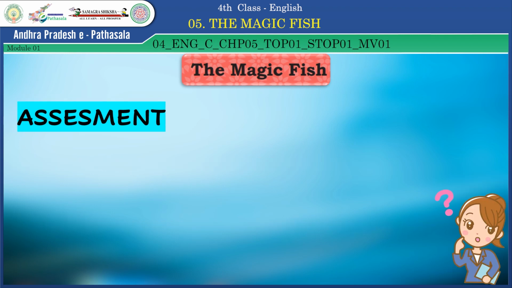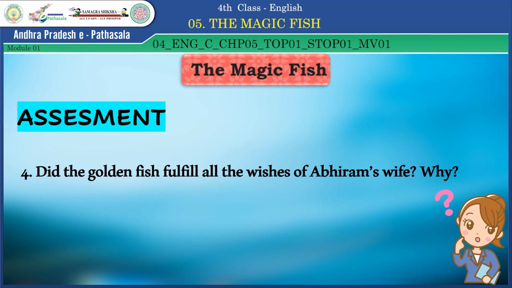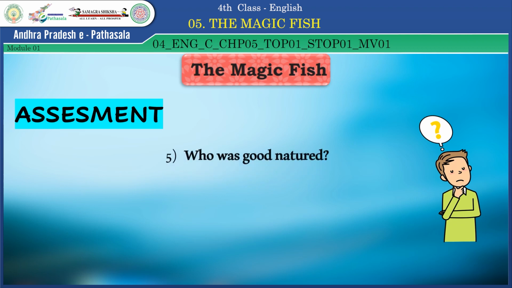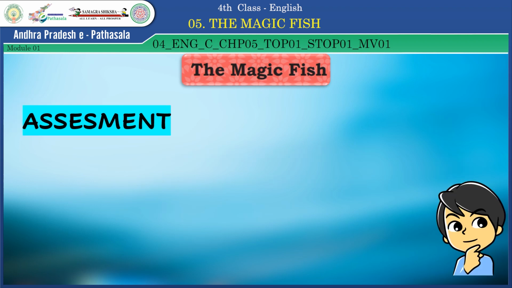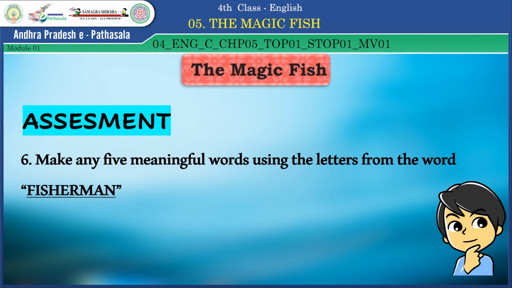The fourth question is, did the golden fish fulfill all the wishes of Abhiram's wife? Why? The fifth question is, who was good natured? Option A, fisherman. Option B, fisherman's wife. Option C, stranger. Option D, fish. The sixth question is, make any five meaningful words using the letters from the word fisherman.